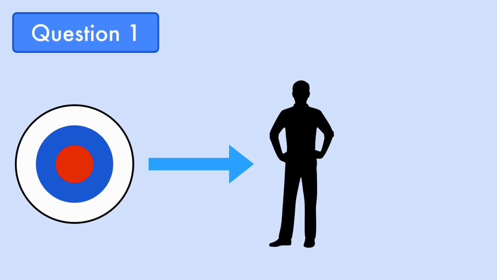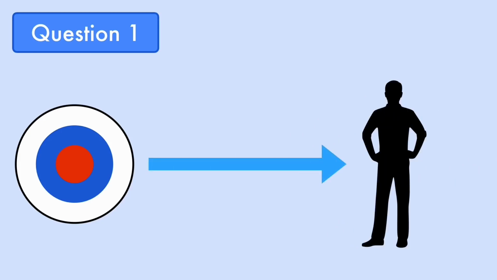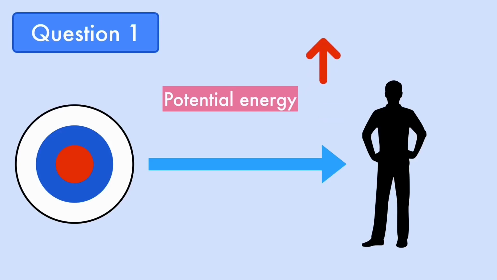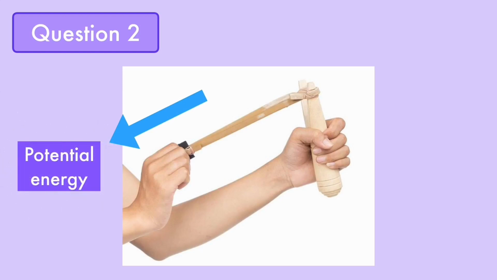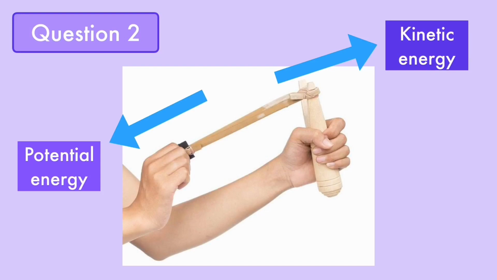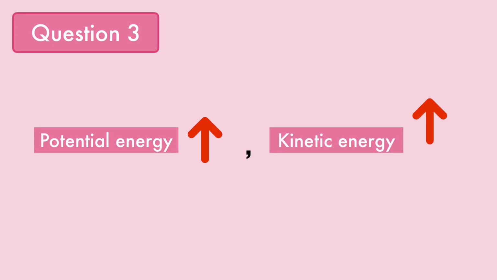Let's discuss our answers together. We'll start with the first question. As you stand further away from the target, the amount of energy you use to pull the slingshot should increase. This is because you need more energy to make the ball travel further. The next question is, potential energy from the slingshot being pulled back is transformed to kinetic energy when the sling is released. Finally, the conclusion for this experiment is that the higher the potential energy, the higher the kinetic energy.